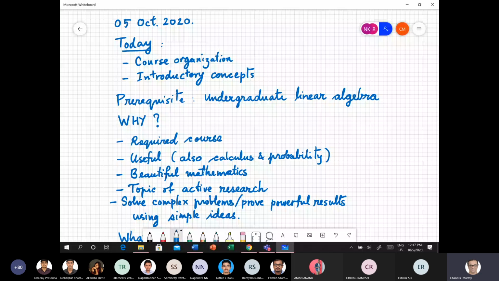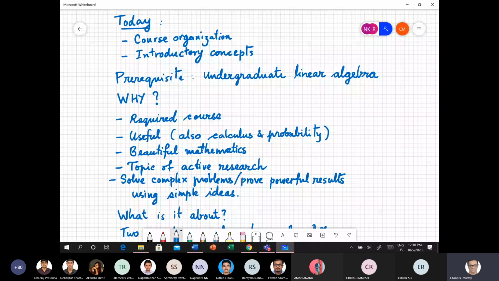So building the background in linear algebra, if you are interested in doing research in mathematics, then certainly you need this background to even get started. And finally, it allows you to solve very complex problems or prove very powerful results using simple ideas. So these are some of the reasons why you might want to take this course.